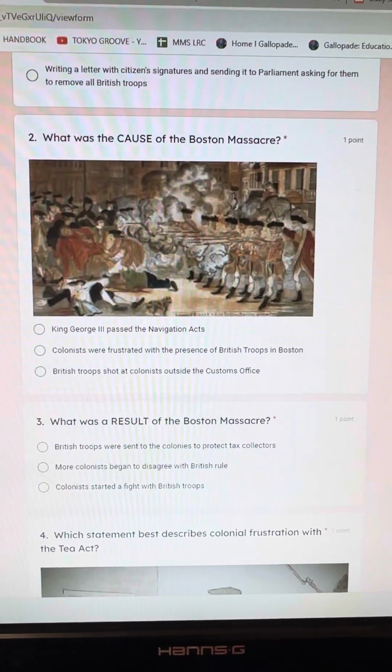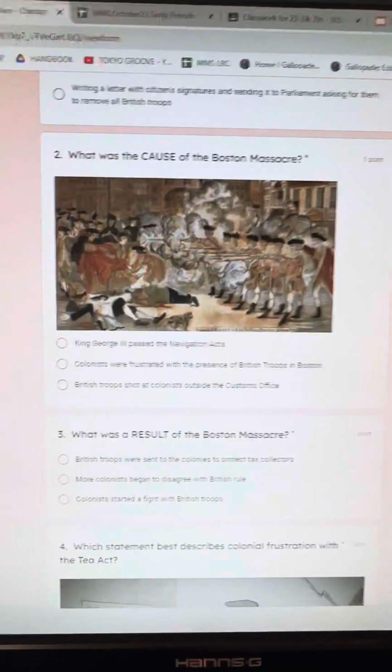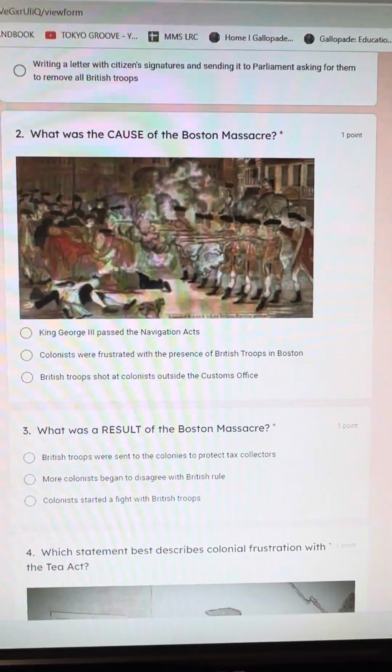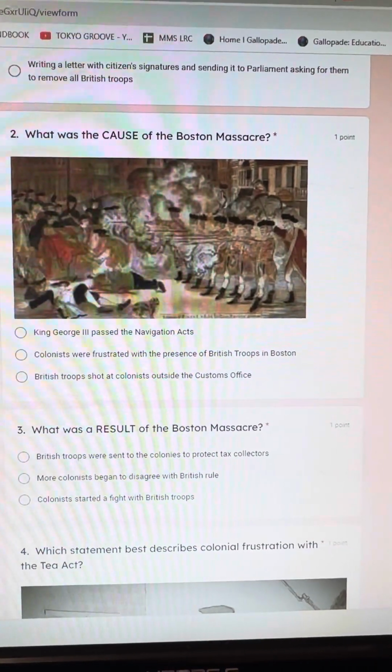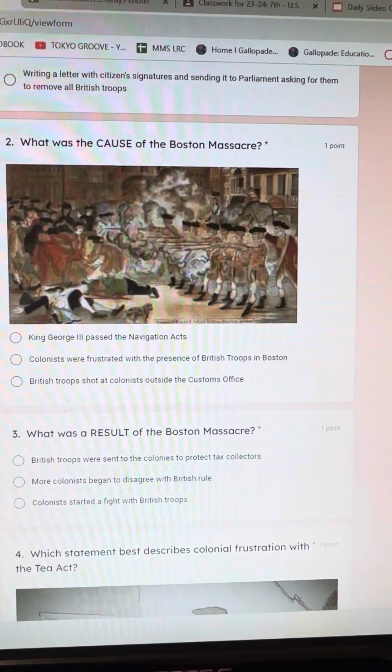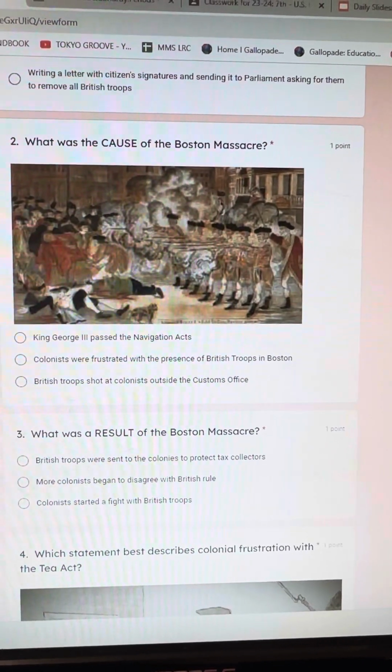Number 2, what was the cause of the Boston Massacre? King George III passed the Navigation Acts. Colonists were frustrated with the presence of British troops in Boston. British troops shot at colonists outside the customs office. That was the cause.